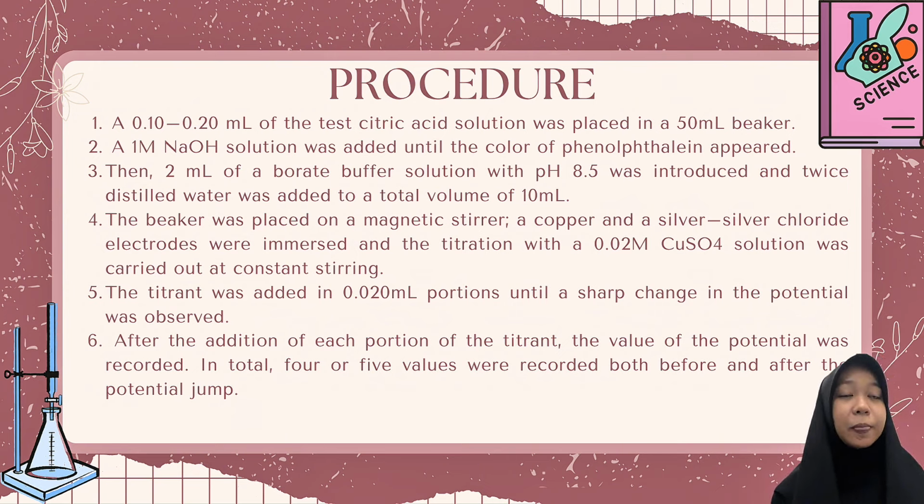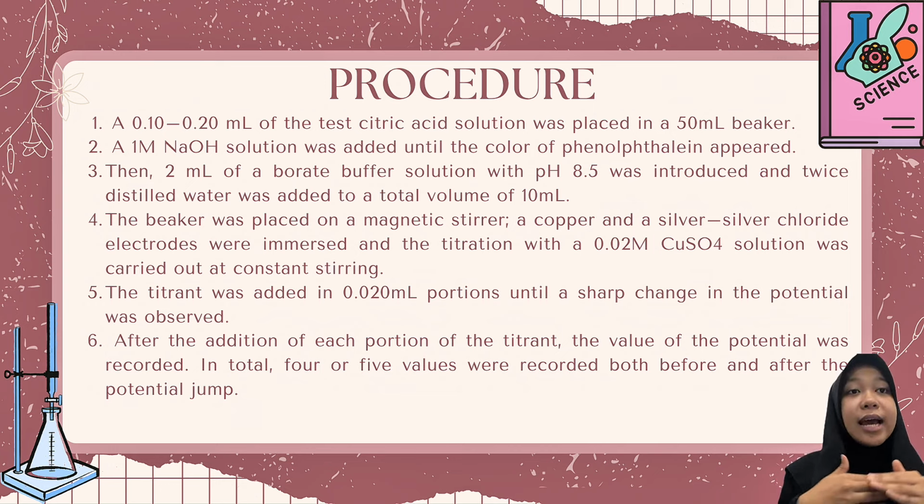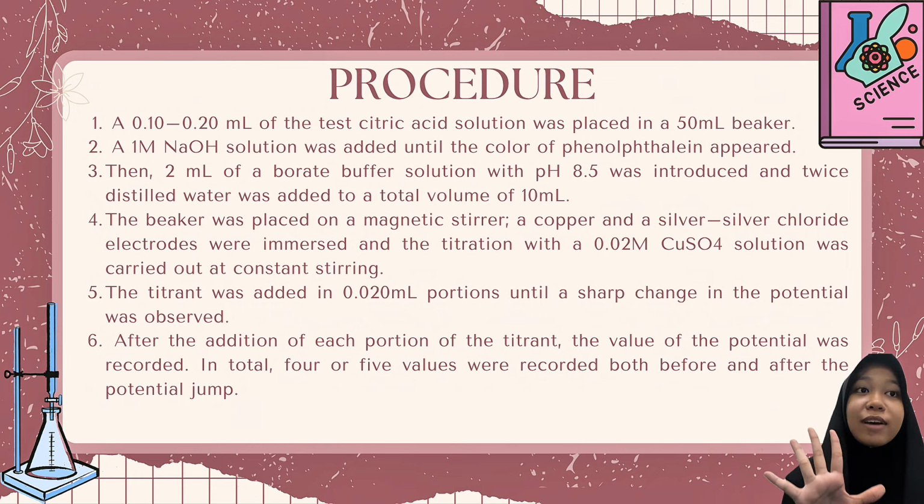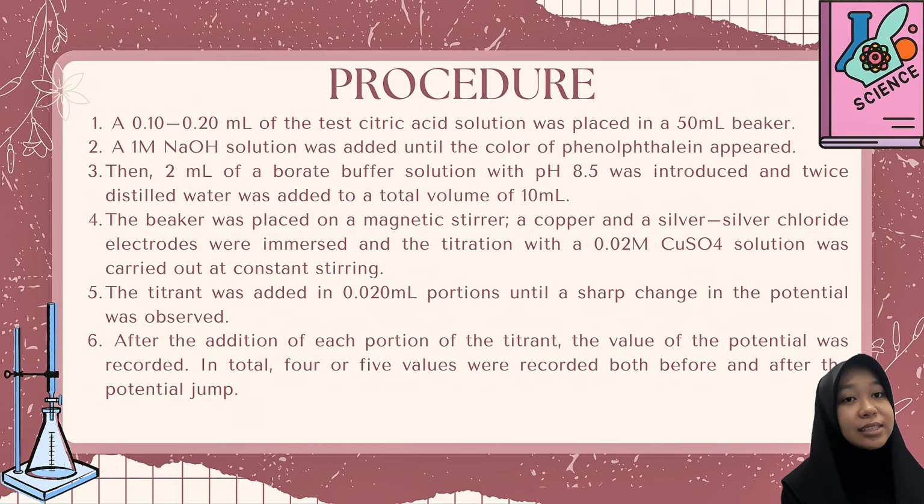The beaker was placed on a magnetic stirrer, a copper and a silver chloride electrode were immersed, and the titration with a 0.02 molar copper sulfate solution was carried out at a constant stirring. The titrant was added in 0.02 milliliter portions until a sharp change in the potential was observed. Lastly, after the addition of each portion of the titrant, the value of the potential was recorded. In total, 4 to 5 values were recorded both before and after the potential jump.